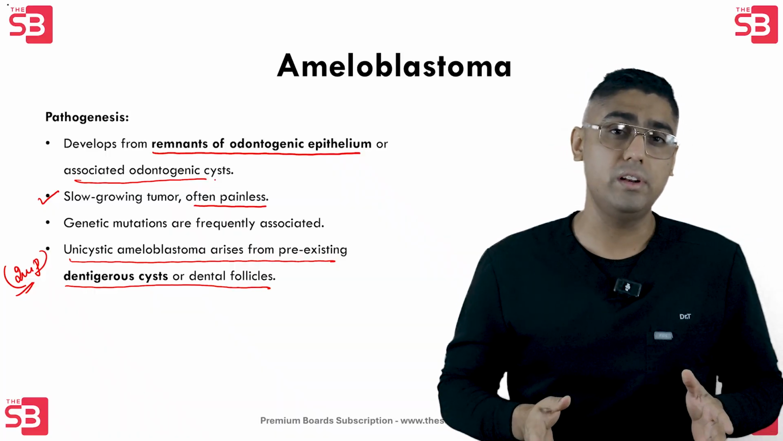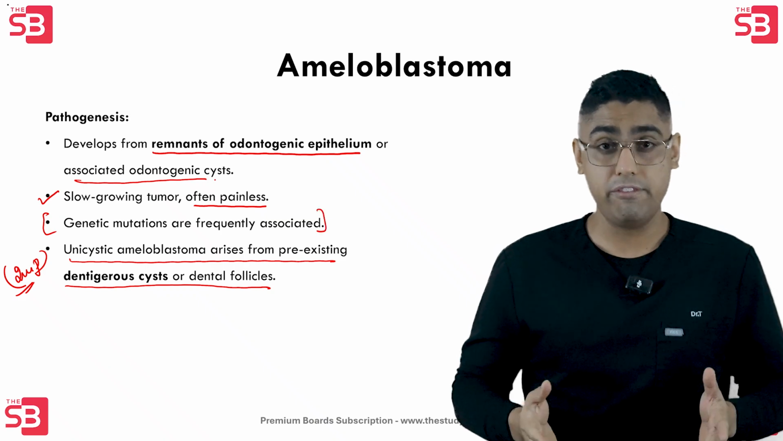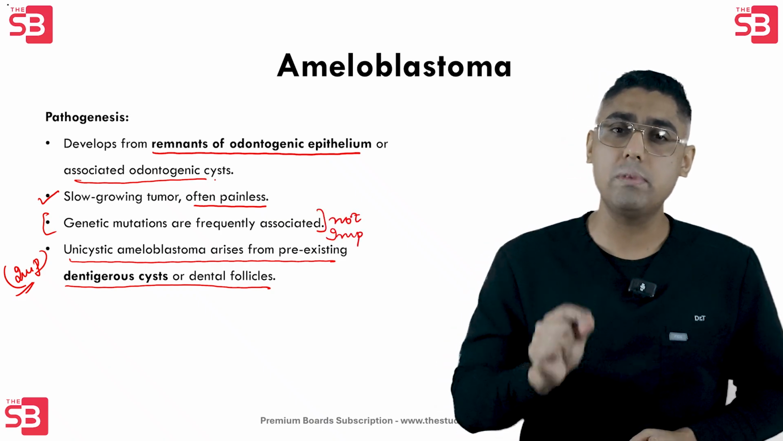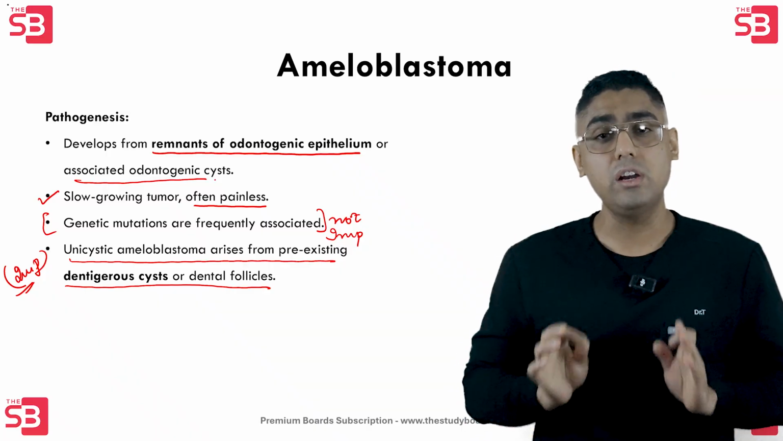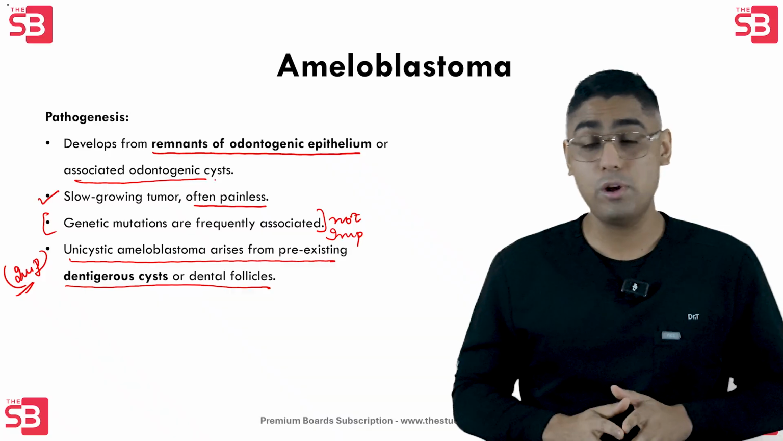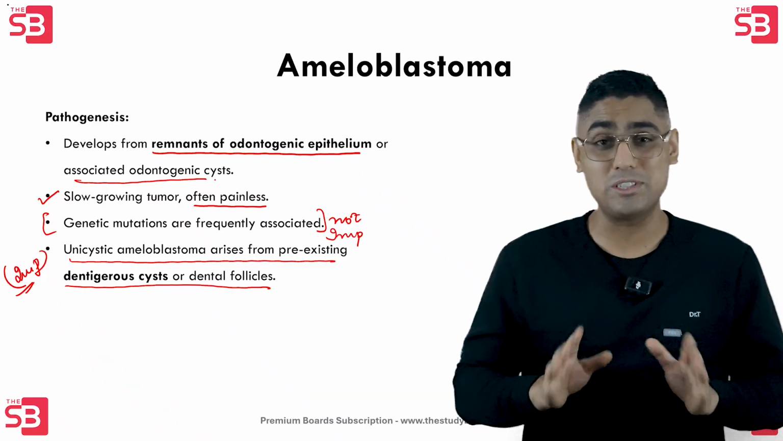And on a molecular level, mutations in BRAF and SMO genes have been frequently reported, and they activate abnormal signaling pathways that drive uncontrolled proliferation of odontogenic epithelium. This last component is not important from your exam perspective, so don't worry about it.